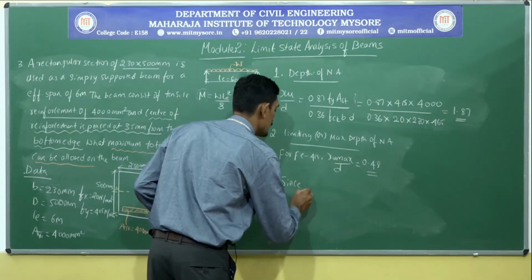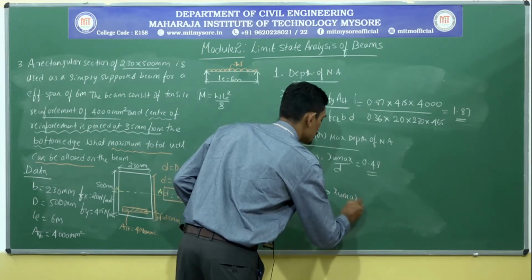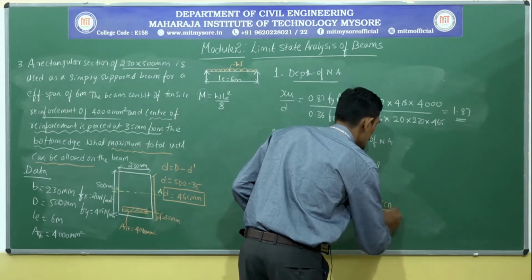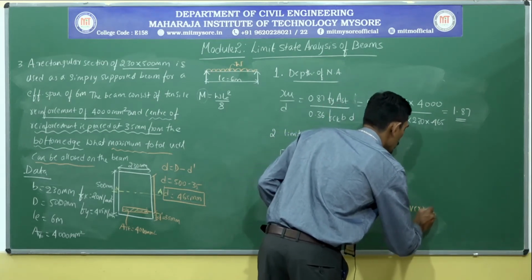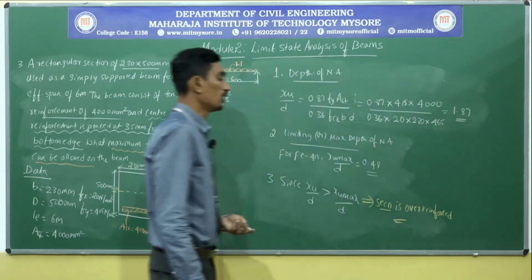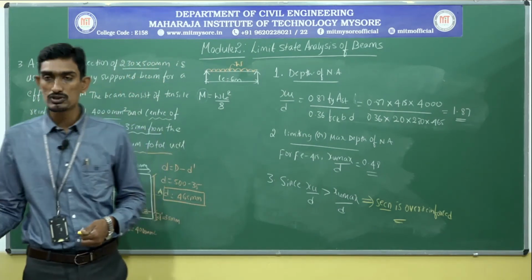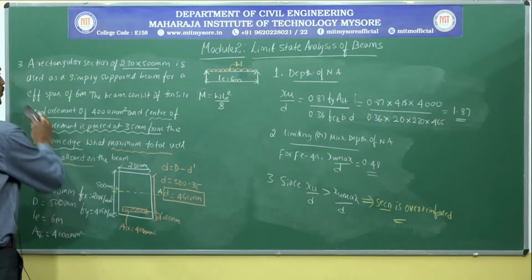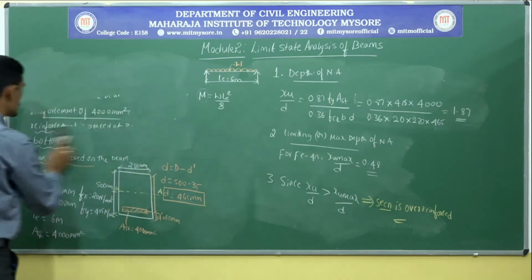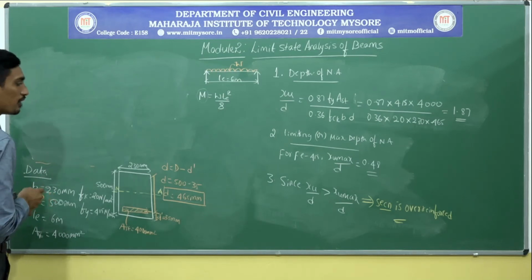Since xu by d is greater than xu max by d, then I am going to consider the section is over reinforced. The section is over reinforced. Okay, when you get an over reinforced section, you already know what formula you are going to use to calculate the ultimate moment of resistance. You can use any formula.